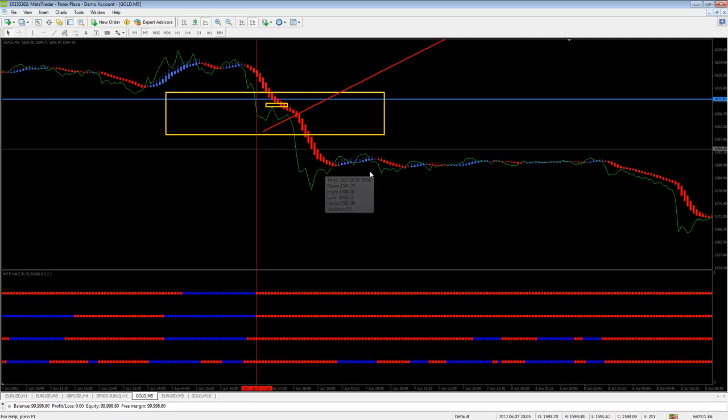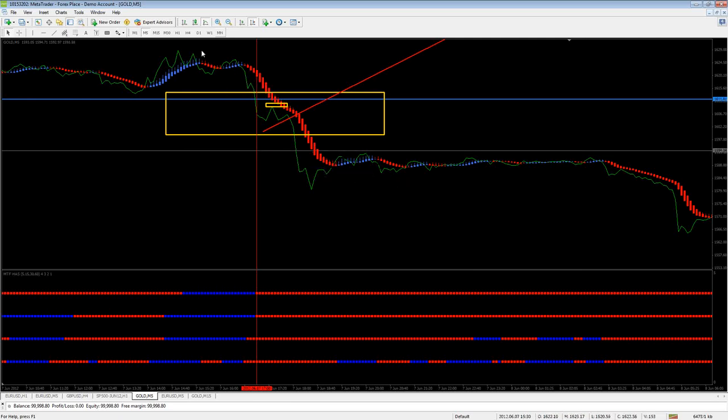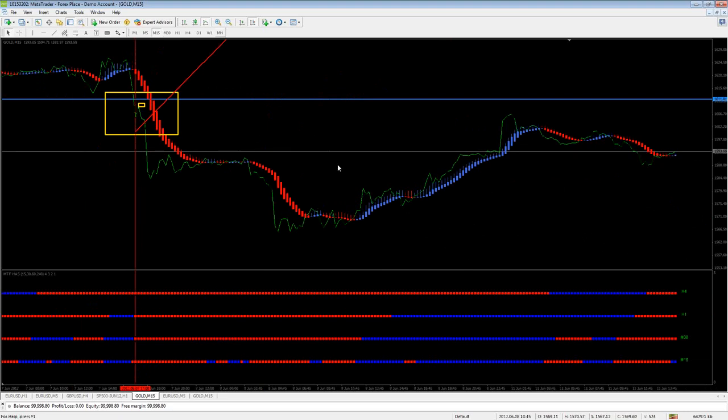But basically, when you start seeing blue Heikin Ashi candles and blue squares here in the multi-time frame indicator, it may suggest a weakening of the trend. If the colors are reversed, that is, in this case, the downtrend.